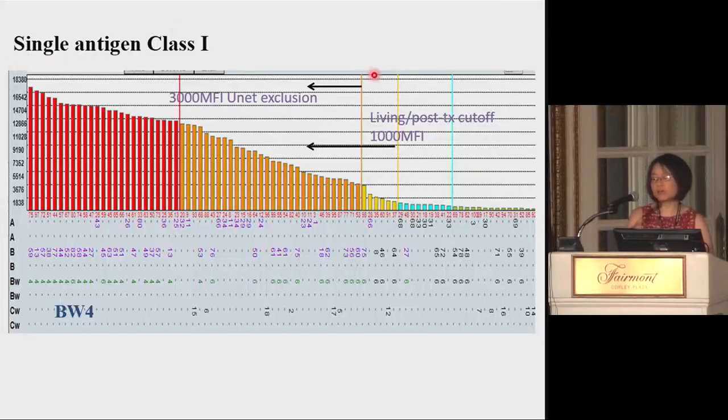Different cutoffs, sorry, I'll back up. On your x-axis, what you have are all the different beads. So 100 different beads, and what we're looking at here is just the class 1. Each of these histogram bars represents a different bead, and therefore a different antigen. Okay? As you can see here, this line represents what we call an MFI cutoff of 3,000, which is what most people use to define what we call our unacceptable antigens, antigens to which your recipient has alloantibody.